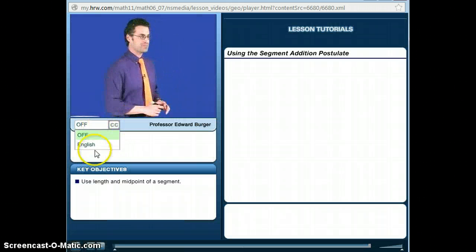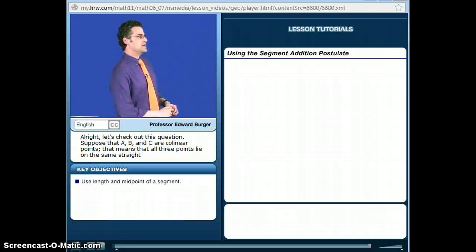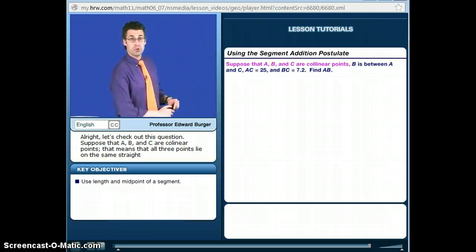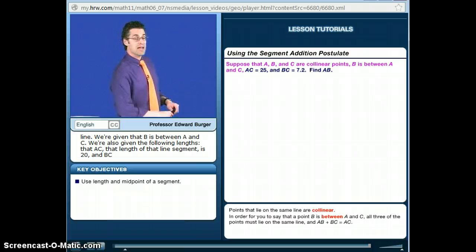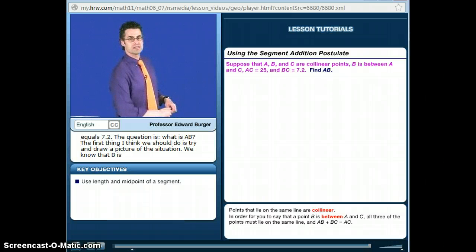All right, let's check out this question. Suppose that A, B, and C are collinear points. That means that all 3 points lie on the same straight line. And we're given that B is between A and C. We're also given the following lengths: AC is 25, and BC equals 7.2. And the question is, what is AB?